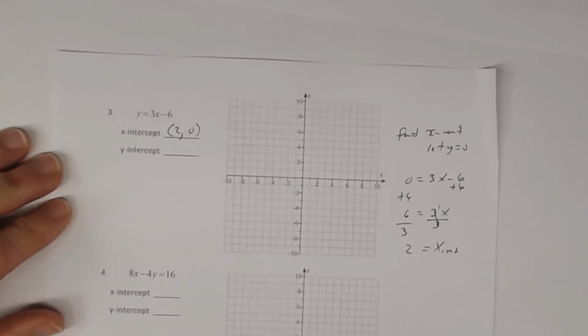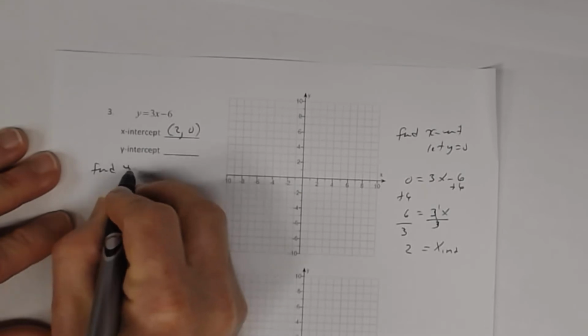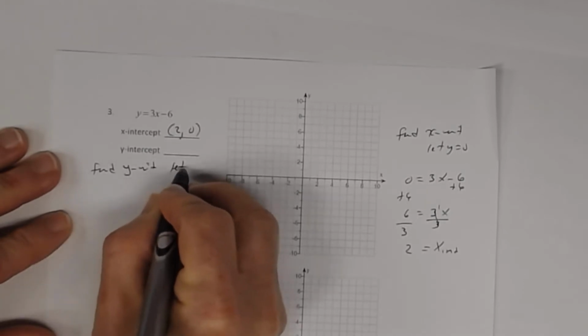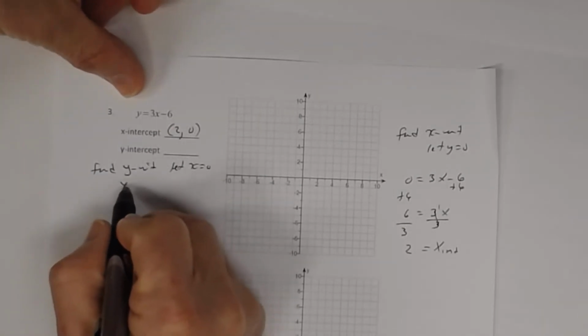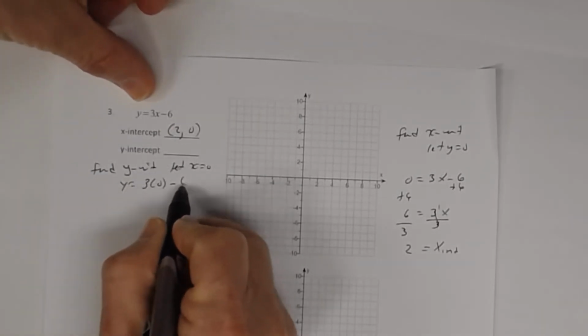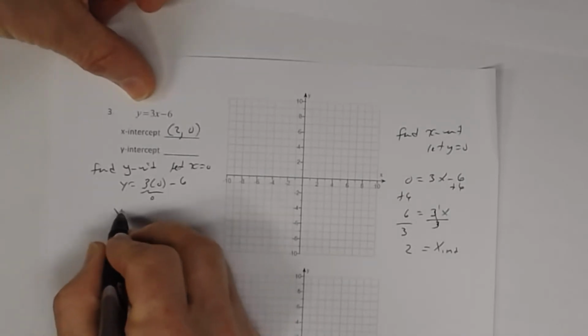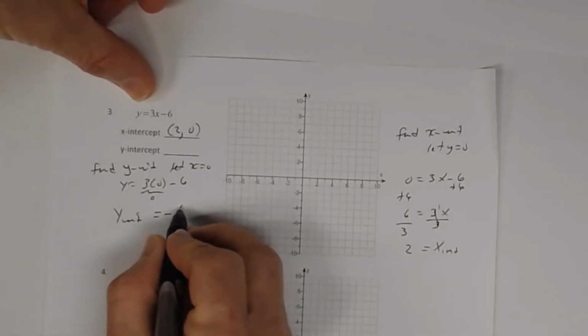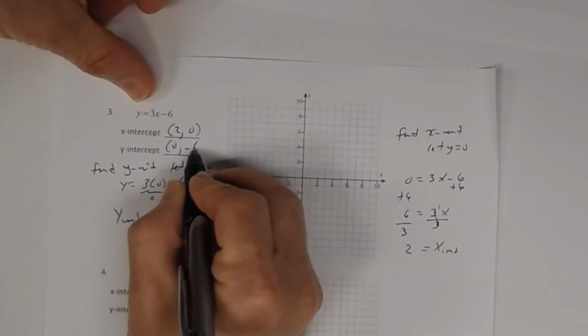Y is 0. For the y-intercept, you're going to let x equal 0 this time. So if x is 0, I get y equal 3 times 0 minus 6. 3 times 0 is 0. 0 subtract 6 is negative 6. I found my y-intercept to be negative 6. As an ordered pair, this is going to be 0, negative 6.